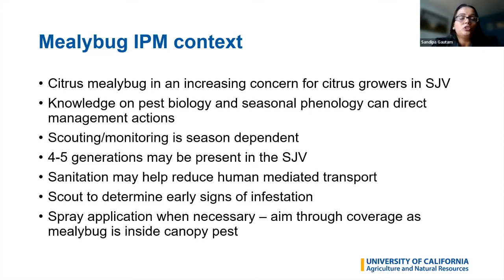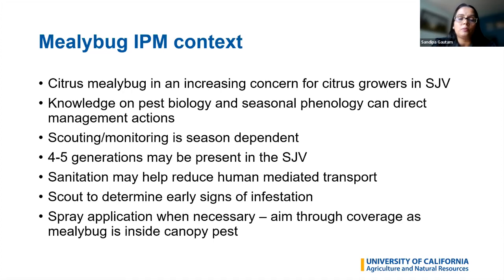Scouting and monitoring for mealybugs is season dependent because they could be present in different parts of the tree during the season. They're usually on sooty mold infested leaves early in the season in February, March, and then they move into the tree canopy. And by this time of the year, when fruit is developing, they're mostly found on fruits. From what we have observed, there may be 4 to 5 complete generations of citrus mealybug in San Joaquin Valley.